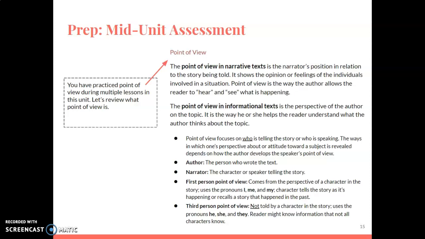First person point of view is different from third person. Now, in third person point of view, the story is not told by a character in the story. It uses the pronouns he, she, and they. The reader might know information that not all characters know.